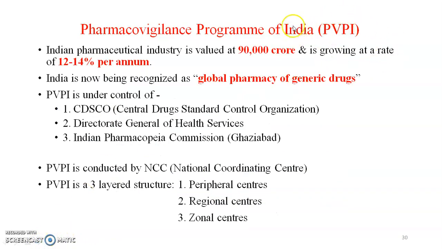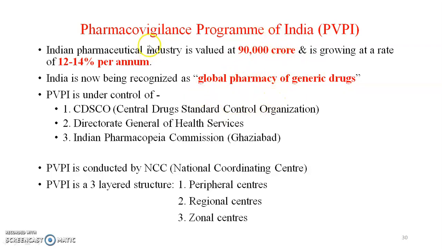Here in India, the pharmaceutical industry is very big. It is valued at almost 90,000 crore, and it is growing annually by 12 to 14%. So the number of molecules is very high. We are a global generic pharmacy producer, so most of the drugs are in the market, and we need to have safety vigilance. So we need to develop a very good pharmacovigilance center.